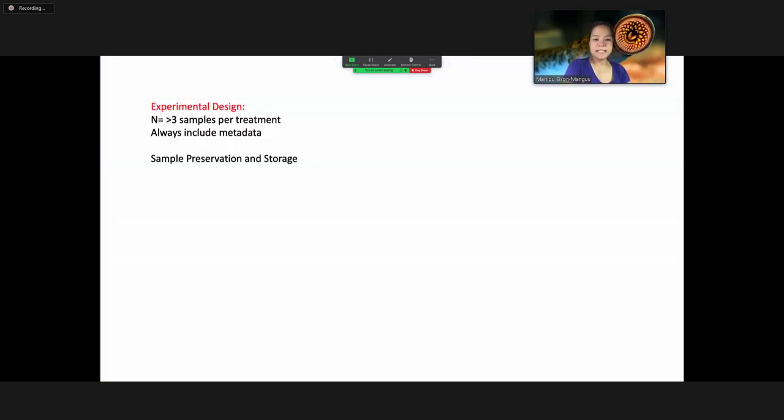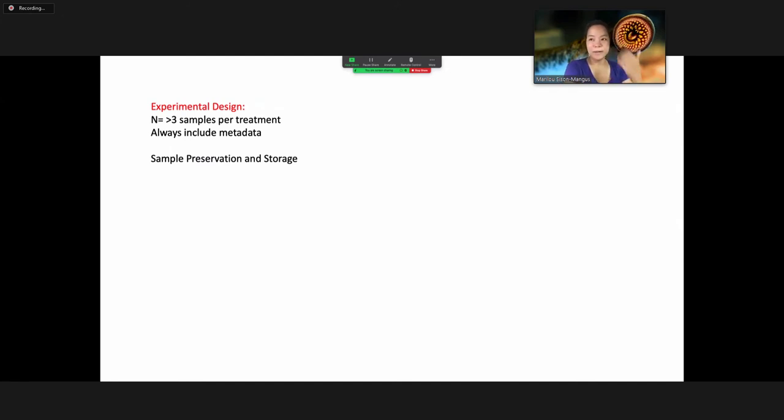Okay, experimental design. How many samples do you need to sequence? Greater than three. Three, four. I prefer five, but if you don't have enough money, three is acceptable. Three is acceptable for statistics as well, when you compare the microbial composition between your treatments, for instance. Always, as I mentioned, always include metadata.